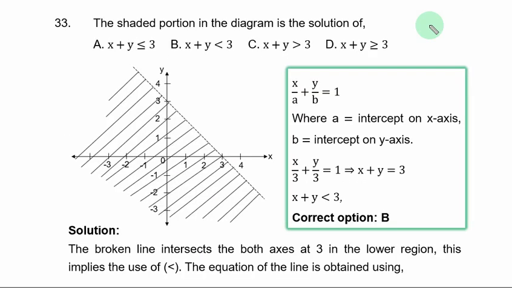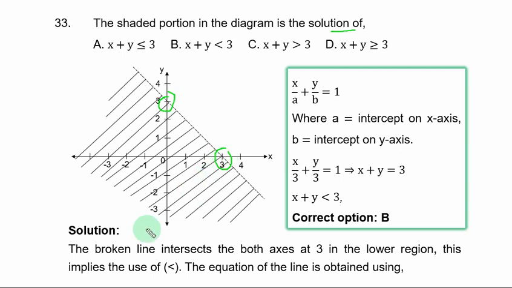Question 33. The shaded portion in the diagram is the solution of, you have the diagram, we have 2 points of intersection. You have the y-intercept and the x-intercept. So we need to form an equation first. After the equation, you convert it to inequality. That is what we need to do.